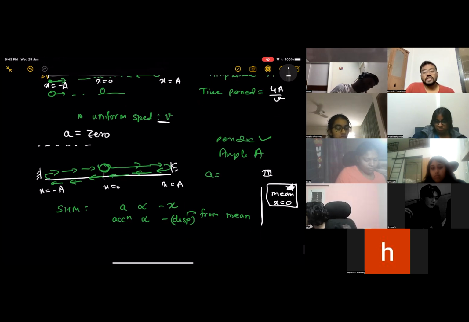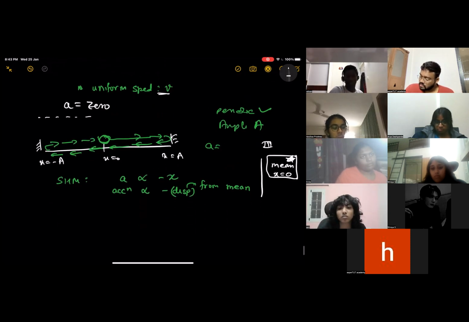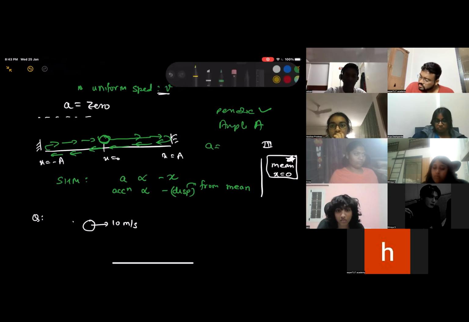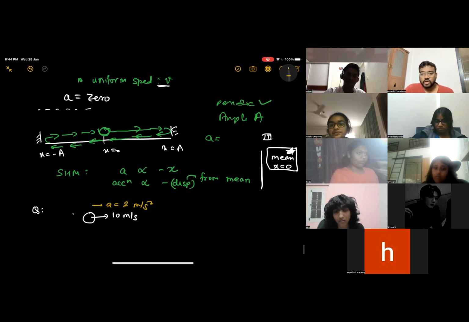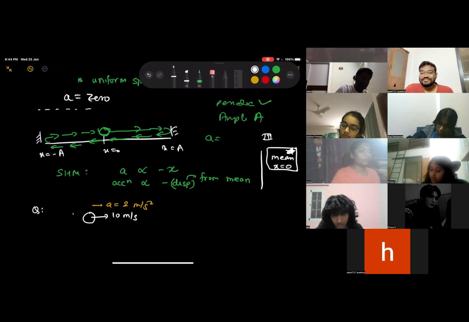Okay? So the acceleration is minus displacement. What is the meaning of this? Acceleration is proportional to minus displacement means. Acha, you should understand. Tell me the following question's answer. If some ball has a speed of 10 meters per second like this, and it has an acceleration at this point, let's say 2 meters per second square, what is the speed after 1 second? Or for that matter, velocity after 1 second?